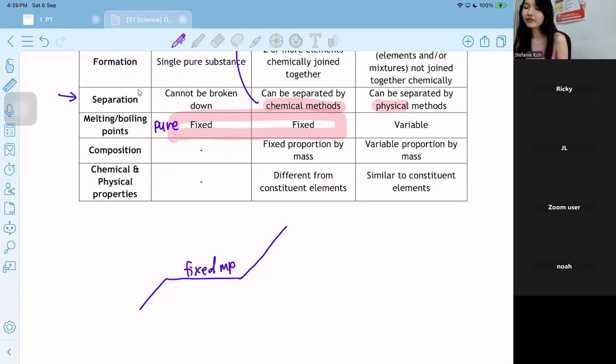Fixed melting point, fixed boiling point. That's how you know something is pure. If the question in the exam asks you, how do you tell if this substance is pure? Just heat it and see if its melting point is fixed. Melting and boiling point is fixed.